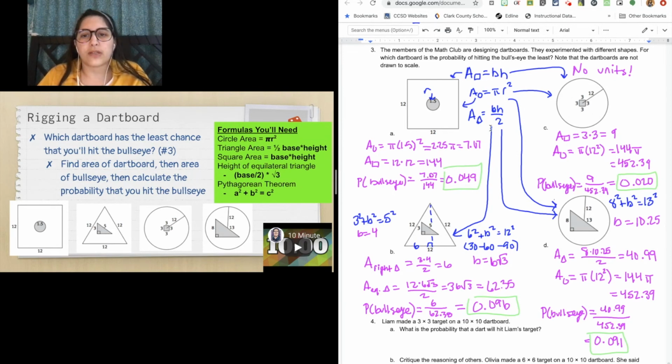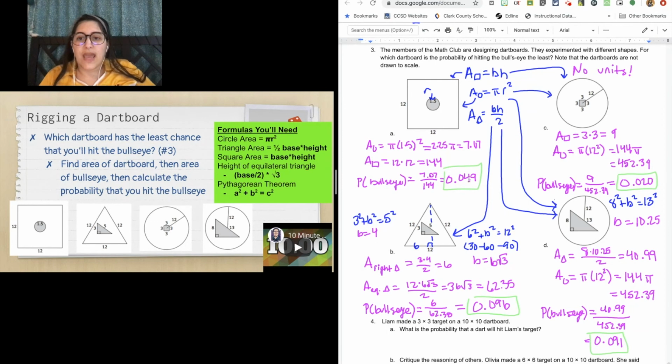So I found missing values, then I found the area of the shaded shape, and then I found the area of the big shape. So the area of the square in part A, area of this triangle in part B, area of the circle in part C and part D. And then I divided the smaller area by the bigger area.